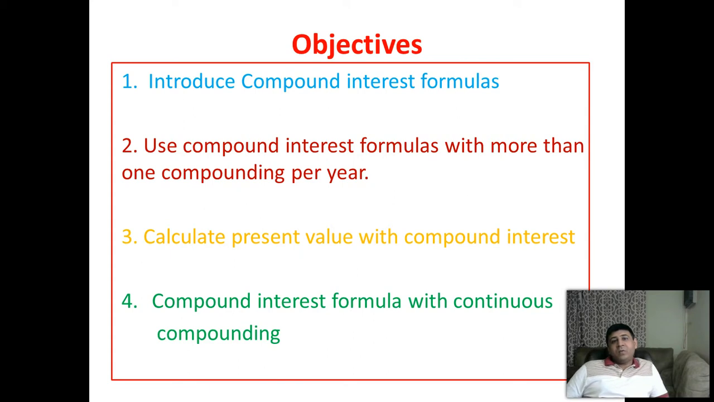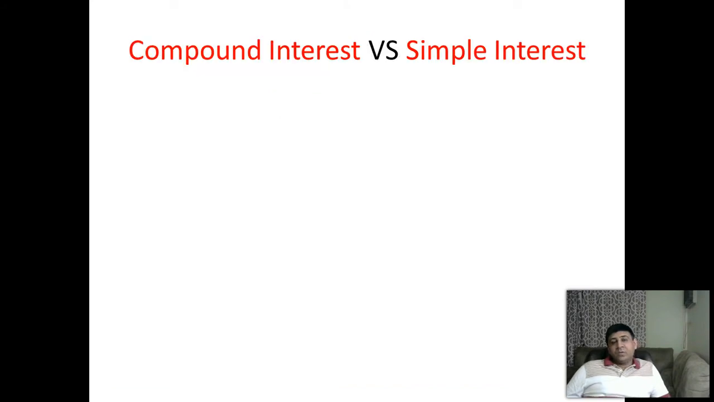Then we'll talk about how to use the compound interest formula with one compounding, more than one compounding a year, or continuous compounding. We will also talk about how to calculate the present value with compound interest calculations. And from n compoundings a year, we will also talk about a formula for continuous compounding. So let's first start with the simple calculations of interest.